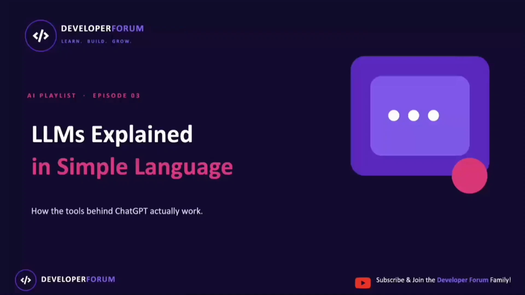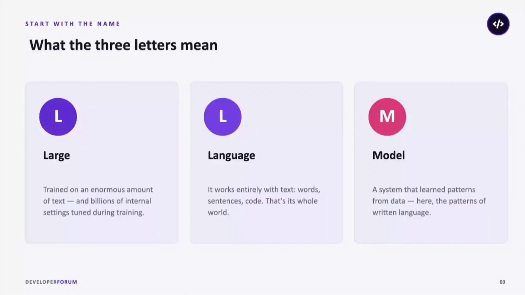Let's start with the name itself because it tells you almost everything. LLM stands for Large Language Model. Three words. Let's take them one at a time. Large. These models are trained on an enormous amount of text and they have a huge number of internal settings, often billions of them, that get tuned and fine-tuned during the training part. The larger the data it learned from, the larger will be the size of the LLM.